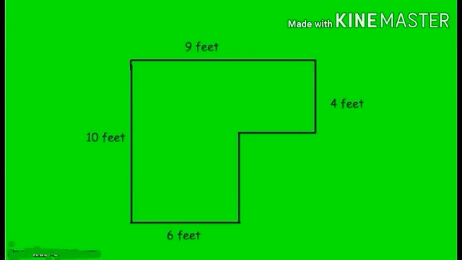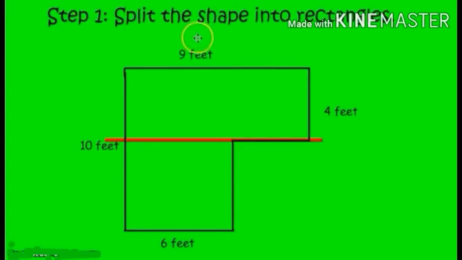Find the area of this figure. If we observe, this is an irregular rectangle. If you observe clearly, one piece is missing here. So, there are 3 steps for finding area of shapes like these. First step is split the shape into rectangles.